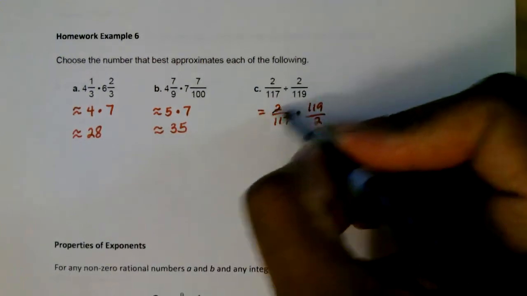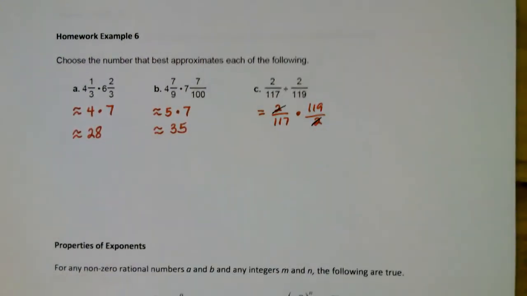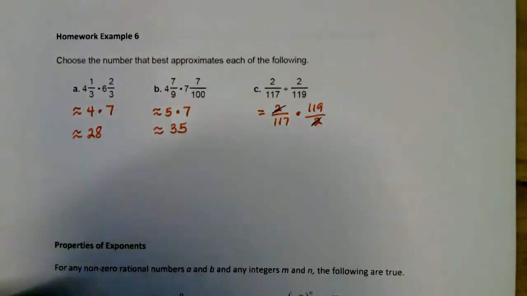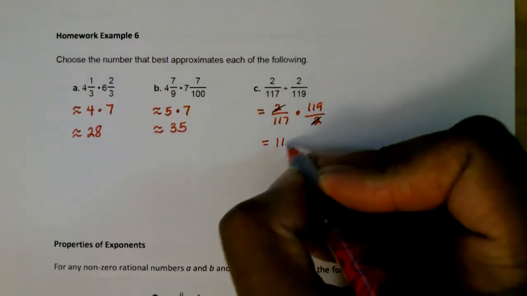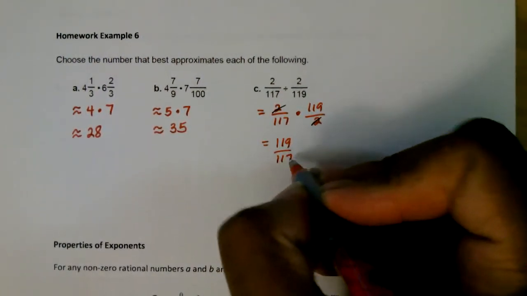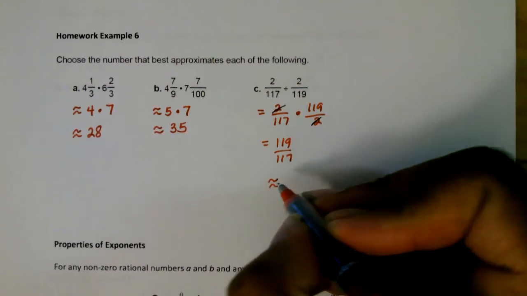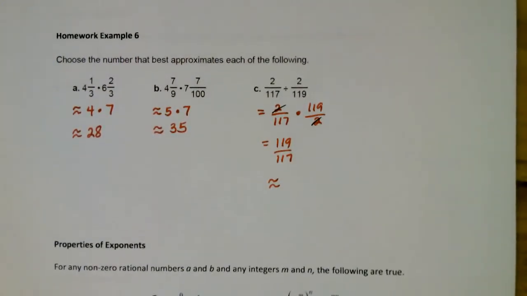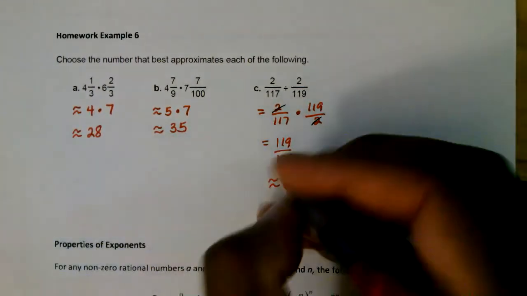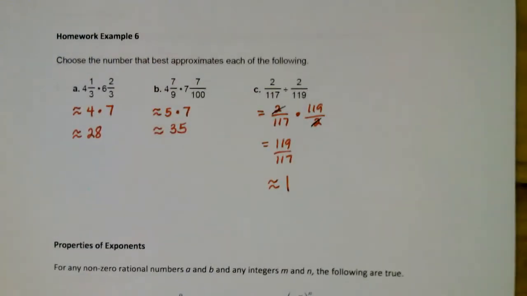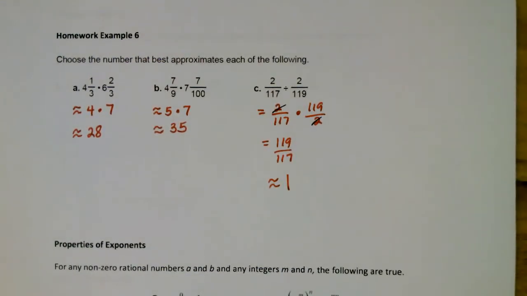And as you can see here, these 2's divide out. You'll be left with 119 over 117. And we just want to estimate that, because that's a little bit more than 1. So the approximate number for that would be 1.